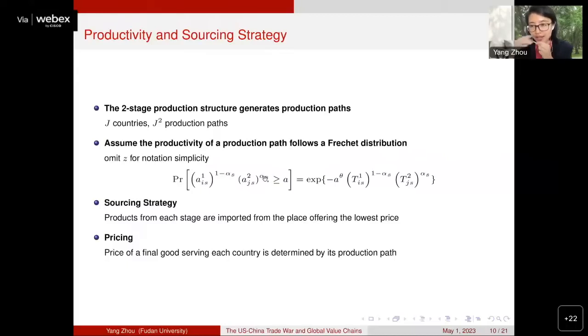If I connect the productivity along the production path, I assume the path follows a Frechet distribution determined by this parameter big T. So it's just like the traditional Frechet distribution in an EK model. The products from both stages are tradable, and countries only import from the location offering the lowest price.